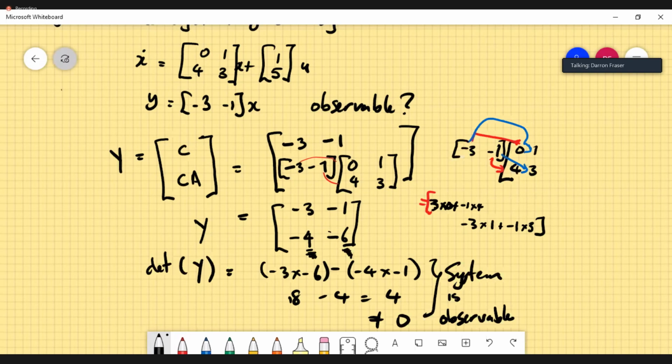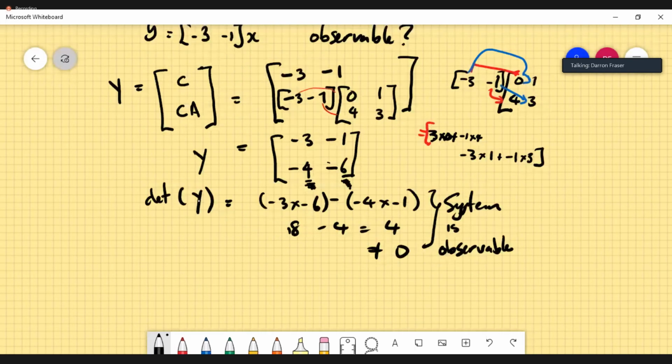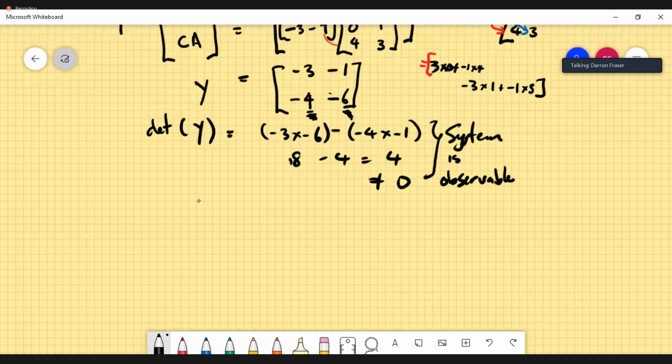But you never fret yourself too much about the multiplying of the matrix, because with a bigger matrix you would use the computer.